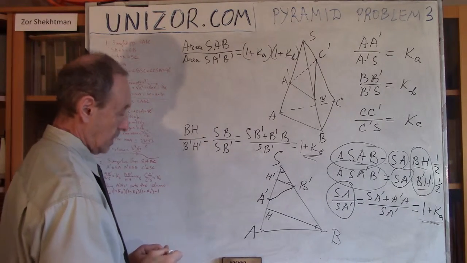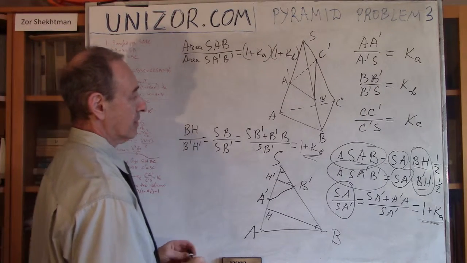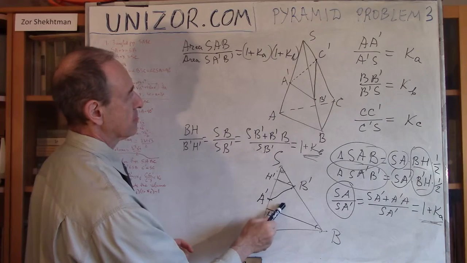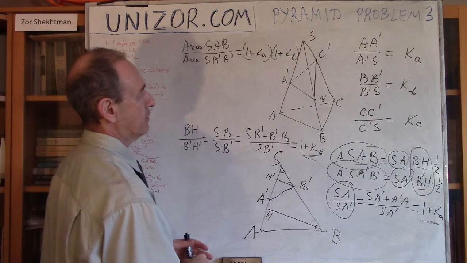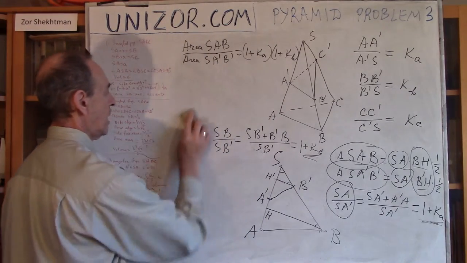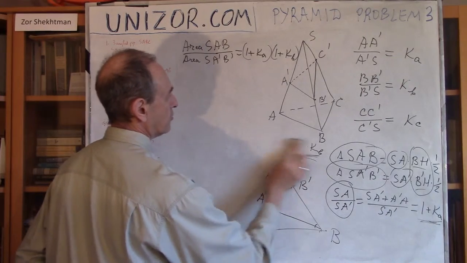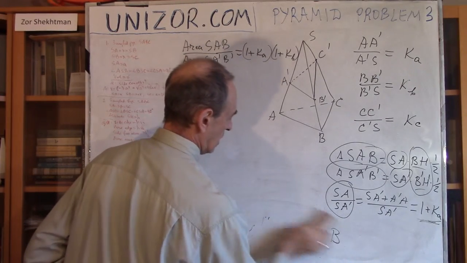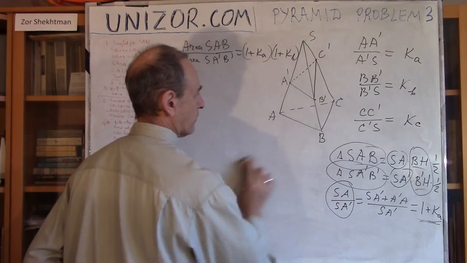Okay, now about the volume. Actually, the story with the volume is very much similar to this one, because the altitudes, if you think about this, is really behaving exactly like these altitudes. Altitudes of the pyramids are exactly these altitudes of these two triangles at the base.